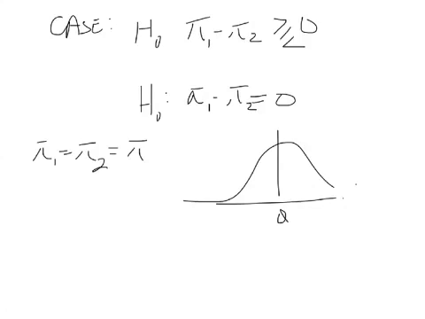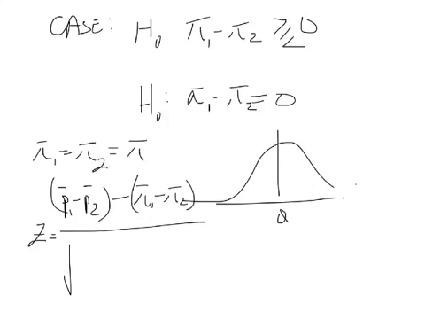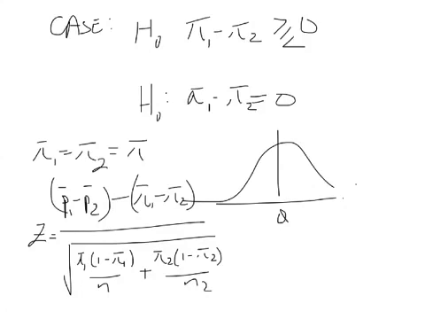Now, under normal circumstances, our z value would look something like this: p bar 1 minus p bar 2, minus pi 1 minus pi 2, over the square root of pi 1 times 1 minus pi 1 over n1, plus pi 2 times 1 minus pi 2 over n2. Well, of course, this is problematic, because you cannot be hypothesizing about the difference between pi 1 and pi 2 and at the same time assume that you know what these values are in the denominator.